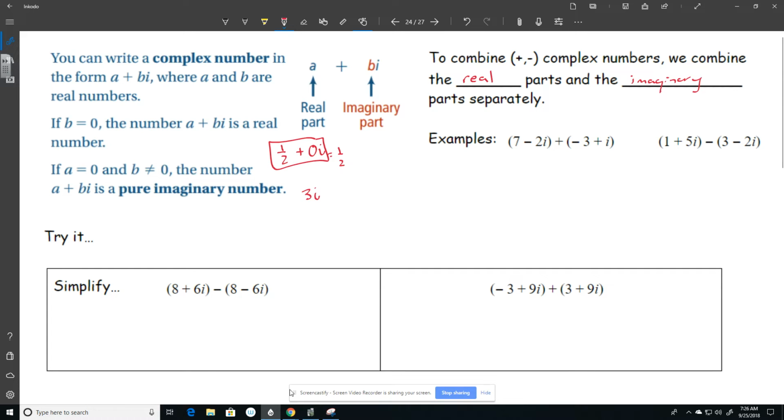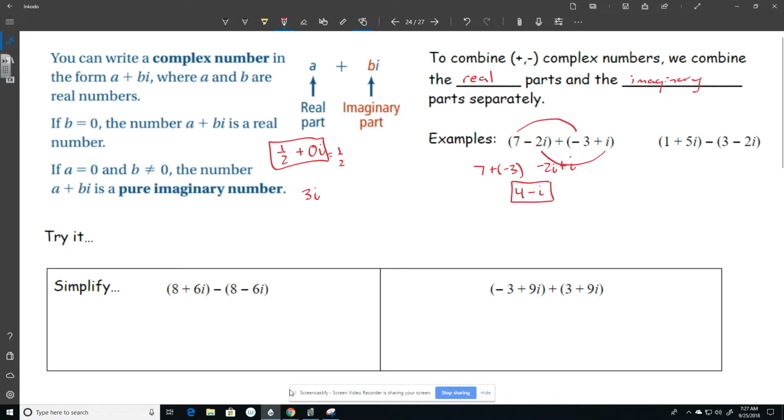So when I combine these two together, I'm going to combine the real numbers together, and I'm going to combine the imaginary numbers together. So I just take the real part, 7, and add the other real part, plus -3. And then I do the same thing with the imaginary parts. I take -2 i's, and I'm going to add 1 i. So 7 plus -3 is 4. -2 plus 1 is just -1i. So when I add those complex numbers together, this becomes my new complex number.